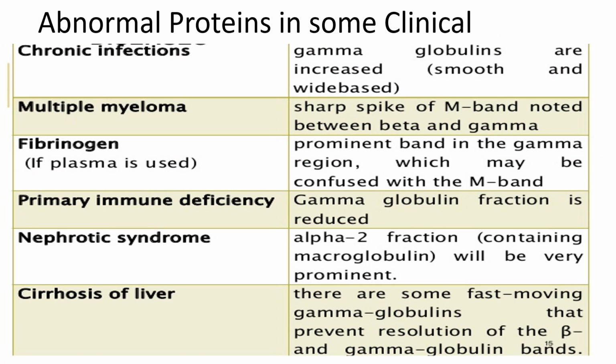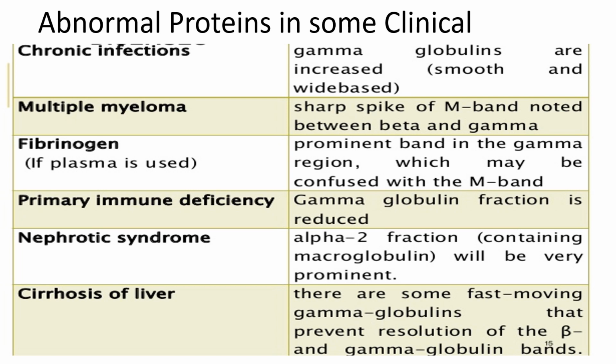Here we will discuss the abnormal protein pattern on electrophoresis in some clinical diseases. Like in chronic infections, there will be a peak in the gamma globulins, and in multiple myeloma, which is a tumor of the plasma cell, there will be a sharp spike of M band between the beta and the gamma. Immediately after this slide we will see the electrophoretic pattern.